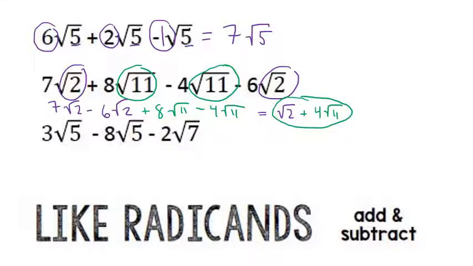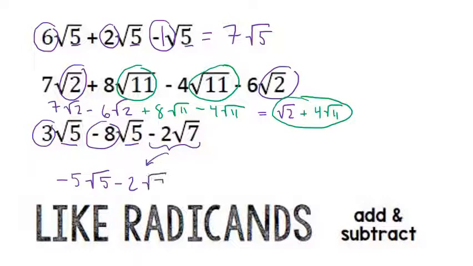Last one. Well, the root 5s are the same. Then I have this root 7 at the end. That's not going to combine with anything. It doesn't have a like radical, so I'm just going to leave that one at the end. Well, 3 minus 8 is negative 5, and I bring my root 5 with, and then I simply bring this thing down, minus 2 root 7. I can't combine it because they are not like radicals. So we're done. We leave it just like this.